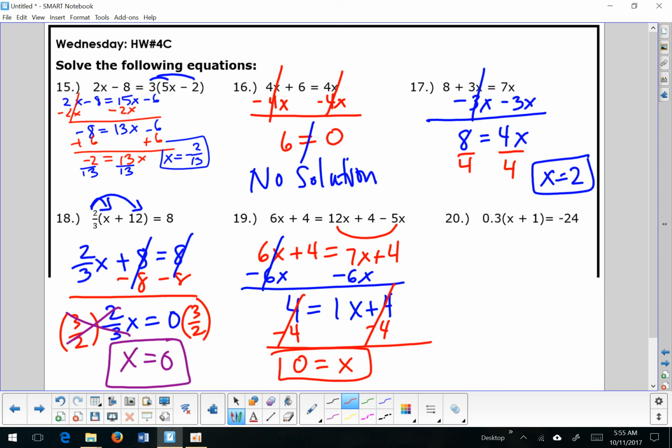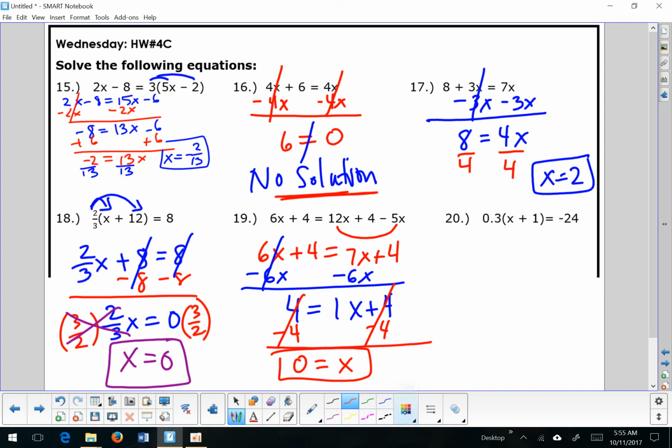Now this is different than this question up here with number 16. Take a look. This one has a letter, a variable of x is equal to 0. That's an answer. 0 is a number. But in number 16, there was no x. The x disappeared. That's why I got this special answer of no solution. Just because you have an answer of 0 does not mean it's a no solution question.